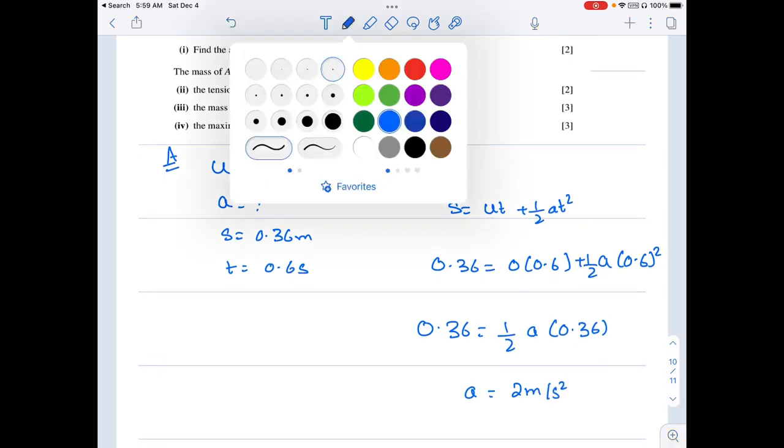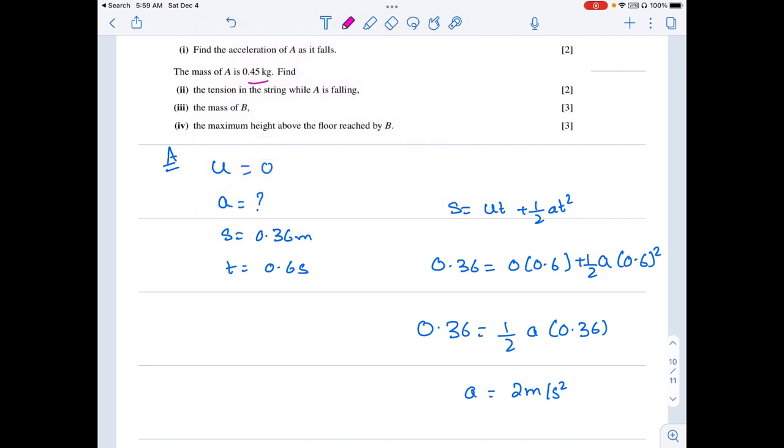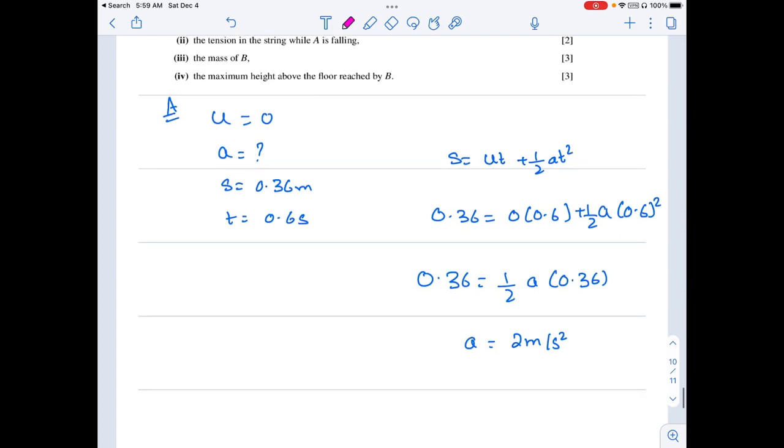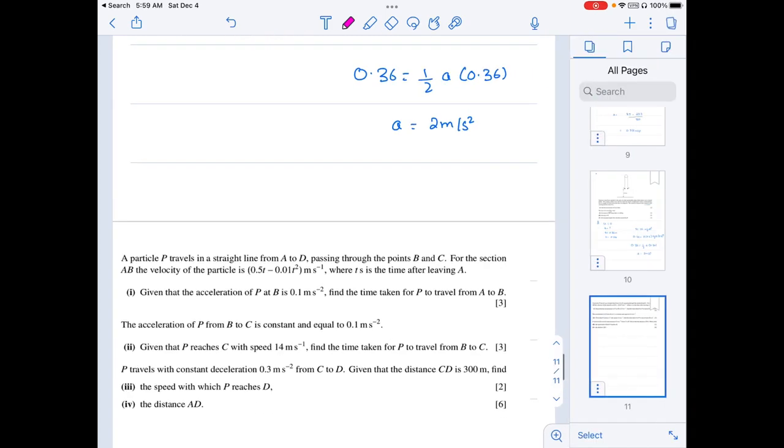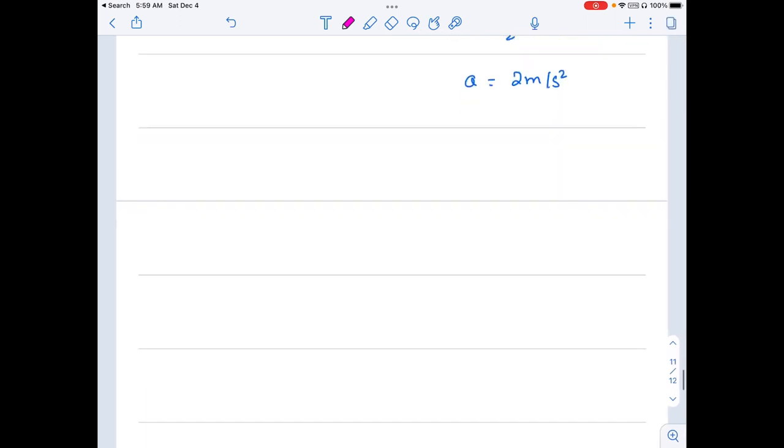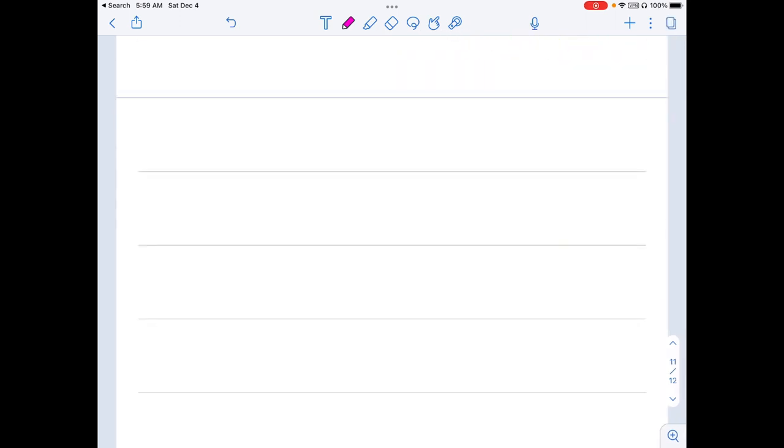The mass of A, next one. The mass of A is 0.45 kg. Find the tension in the string while it is falling down. So again, every time the same formula that we have been using in M1, that is a very simple thing. What is that? Forward force minus backward force is equal to ma.